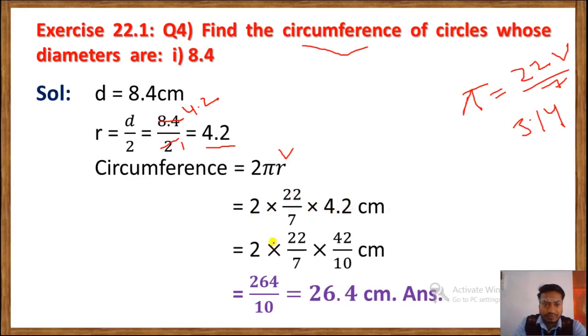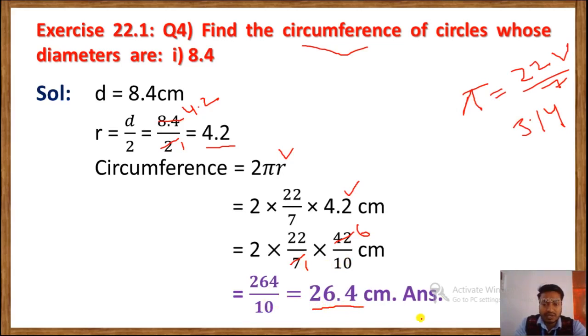Now 2 into 22 by 7 into 4.2. This decimal point we can remove, and for this we can give 1 for the decimal point, and on the right side of the decimal point we have only one number, so we will give 10 here. Now reduce the terms: 7 ones are 7 and 7 sixes are 42. Now when we multiply 2, 22 and 6, we get 264, and the denominator is only 10. When we divide this, we get 26.4 centimeter as the answer.